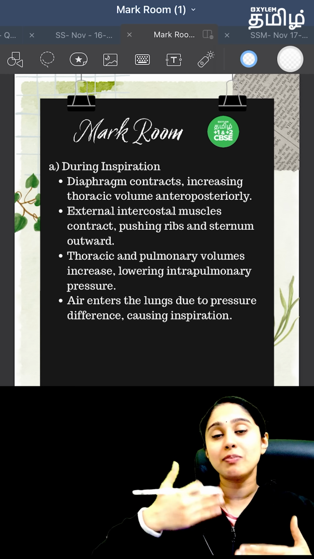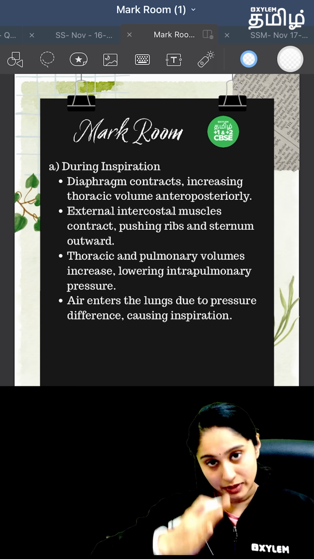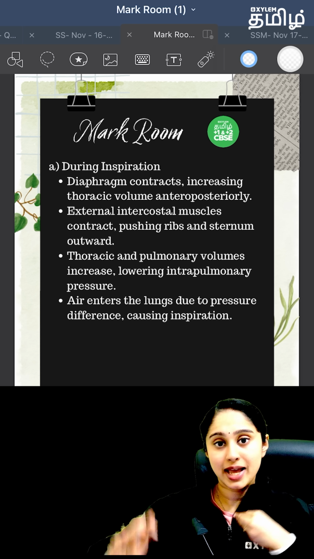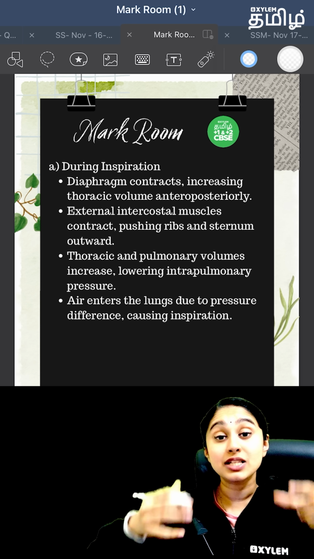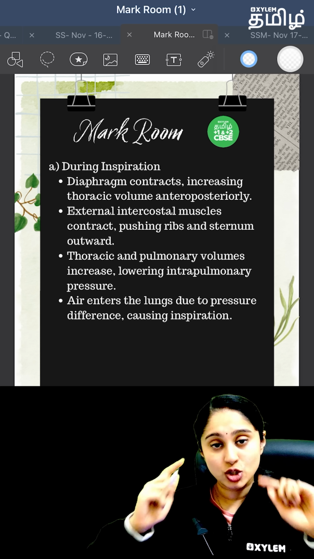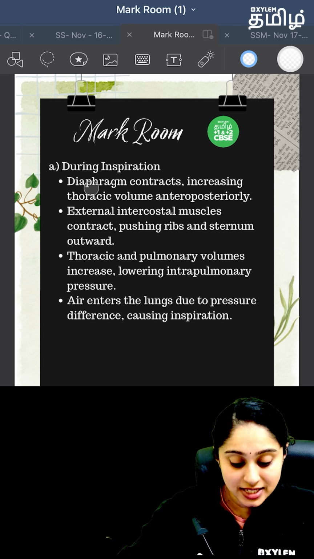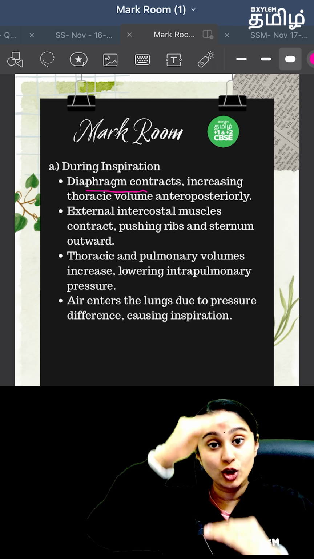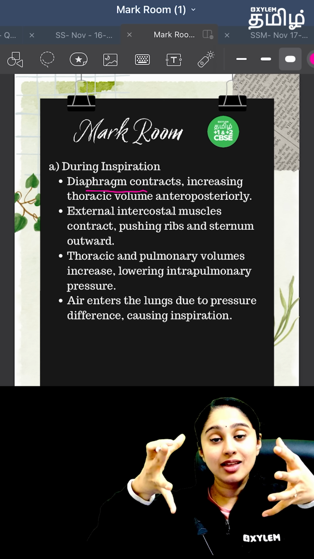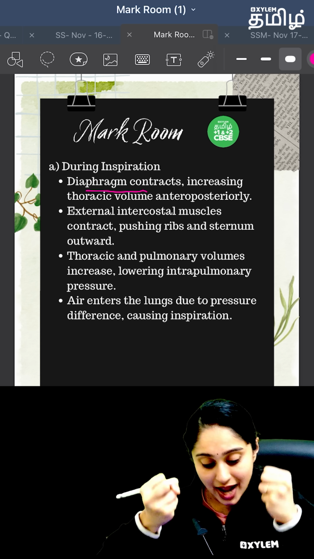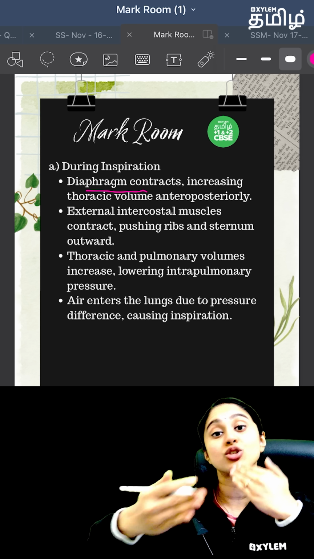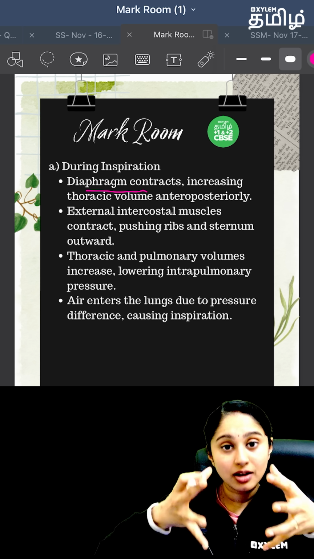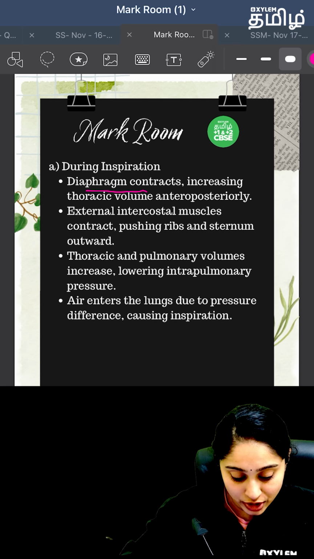So when you talk about the mechanism of breathing, you have to talk about inspiration as well as expiration. Firstly, for inspiration, air has to move inside, so first the volume has to increase. Here two muscles are going to contract. Firstly, the diaphragm will contract, and as a result there will be an anterior-posterior expansion. Then the intercostal muscles are going to contract. As a result, there is going to be a dorsoventral expansion. Because of both of these contractions, the thoracic volume is going to increase.